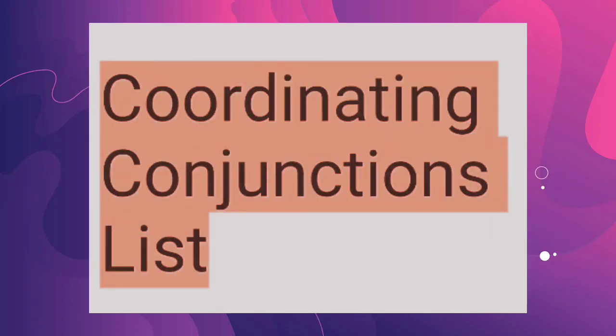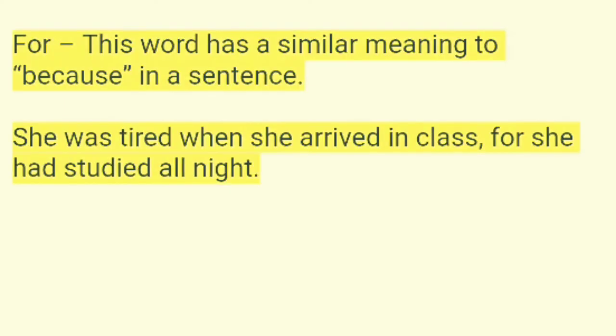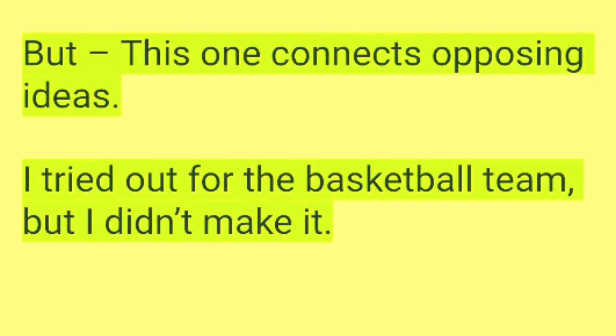Coordinating conjunctions list: F for, A and, N nor, B but, O or, Y yet, S so. For: this word has a similar meaning to because in a sentence. She was tired when she arrived in class, for she had studied all night. But: this one connects opposing ideas. I tried out for the basketball team, but I didn't make it.